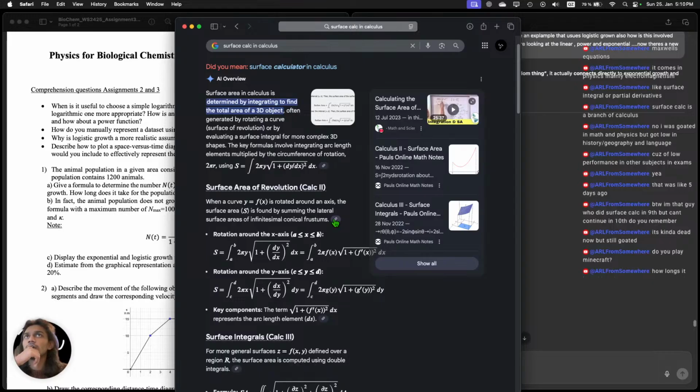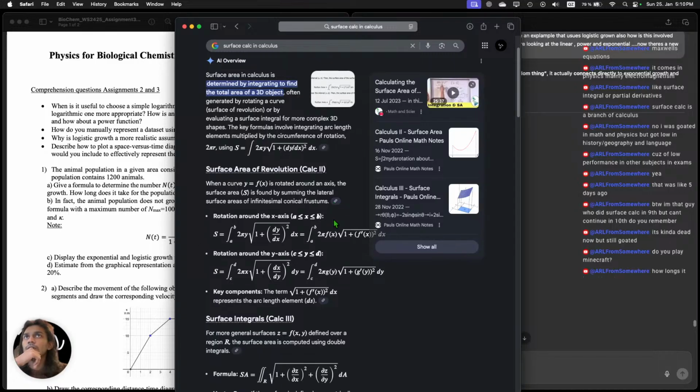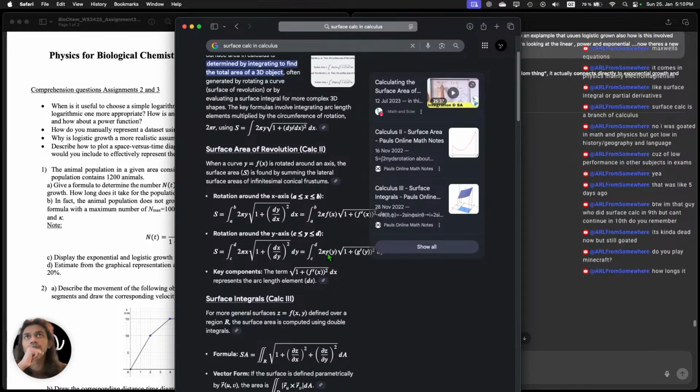Surface area of revolution. When a curve y equals f of x is rotated around an axis, the surface area is found by summing the lateral surface area of infinitesimal conical frustums. Dude, that's a lot of words.